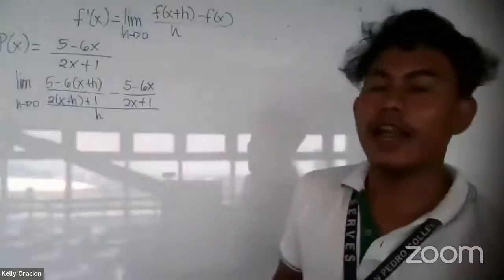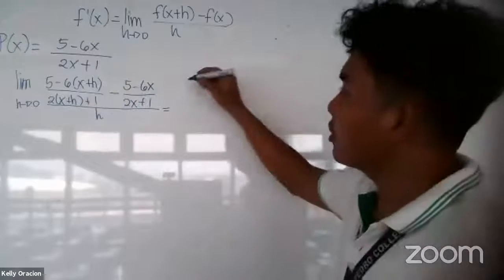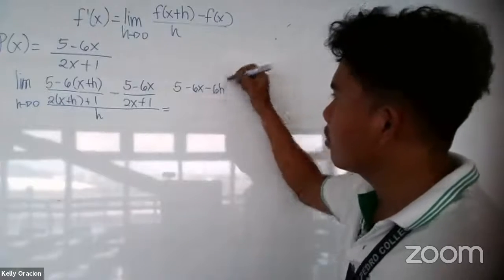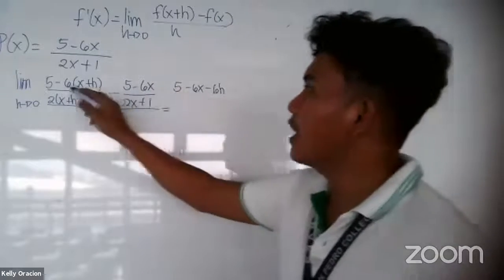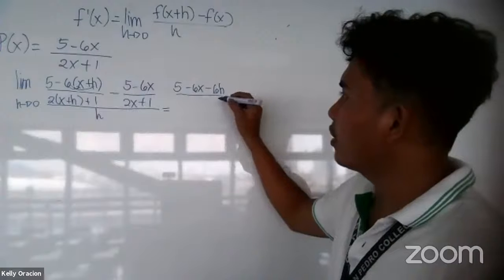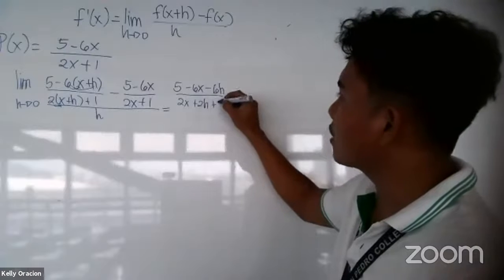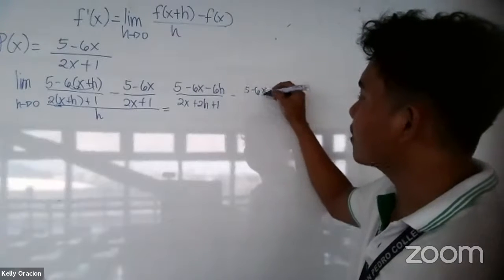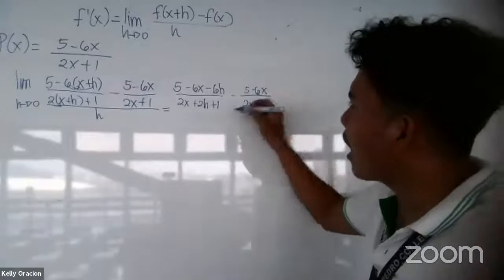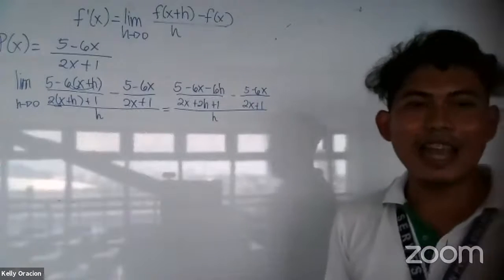Okay, next. I-distribute natin. So you have 5 minus 6x minus 6h. Diba? Negative 6 times x, negative 6x. Negative 6 times h, negative 6h. Over, distribute, that's 2x plus 2h plus 1. Minus 5 minus 6x over 2x plus 1, over h. So, start na ang kalbaryo.